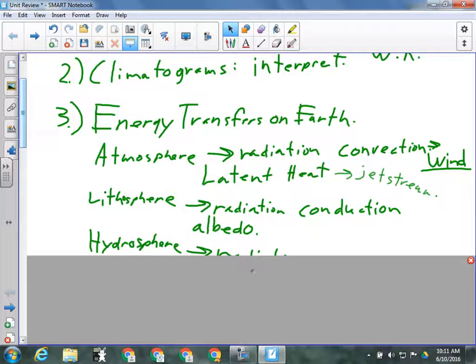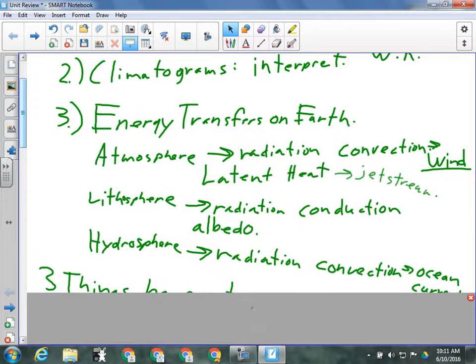And remember that that absorption of energy is determined by albedo, which we talked about a minute ago. And then we had the hydrosphere. The hydrosphere can absorb energy from radiation. They all can. And it can transfer energy by convection. Convection in the hydrosphere happens by ocean currents.